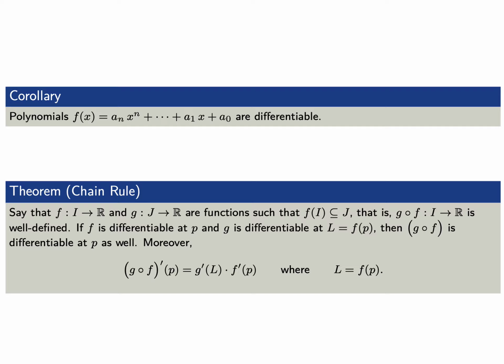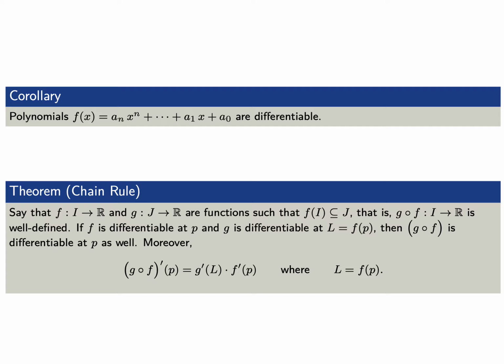And finally, we have the result that we call the chain rule. Let's say that f is a function from I to R, and g is a function from J to R. We'll assume that the image f of I is contained in J so that the composition g circle f makes sense and is well defined.